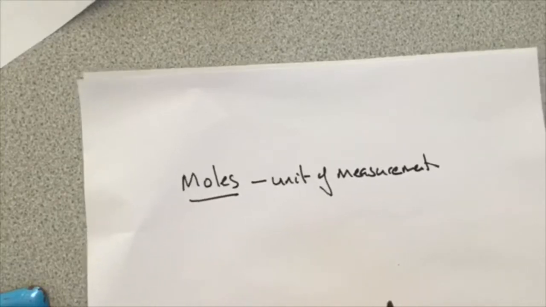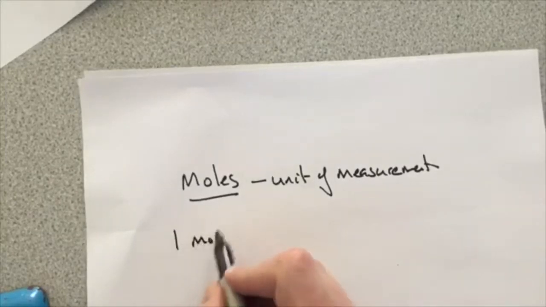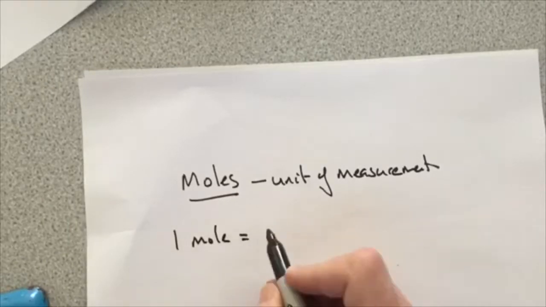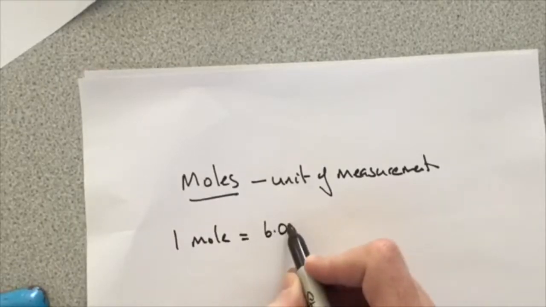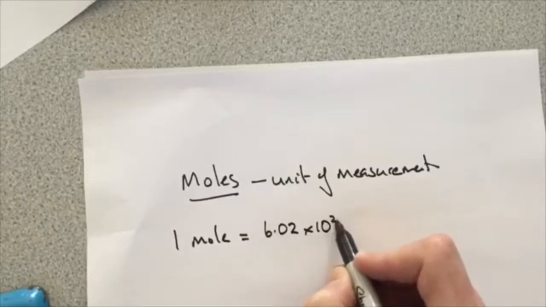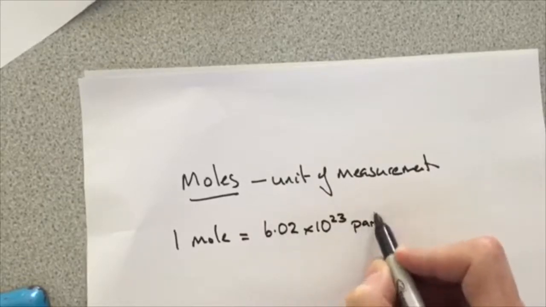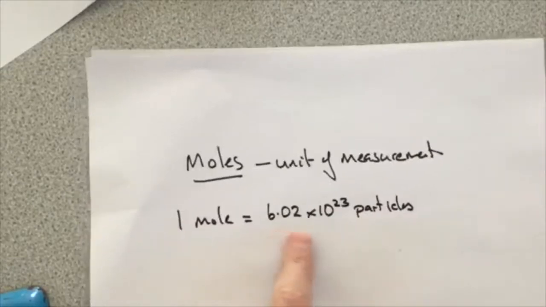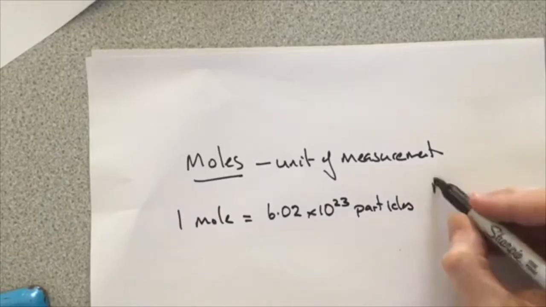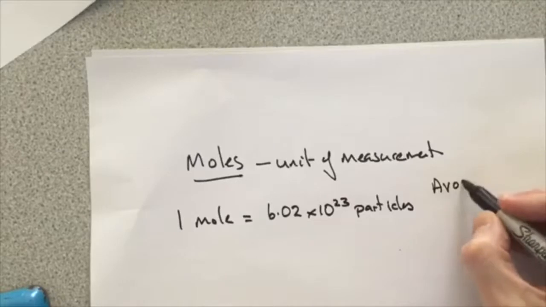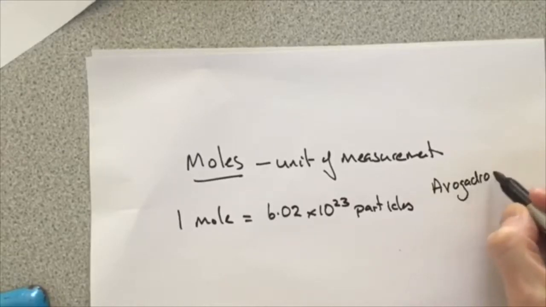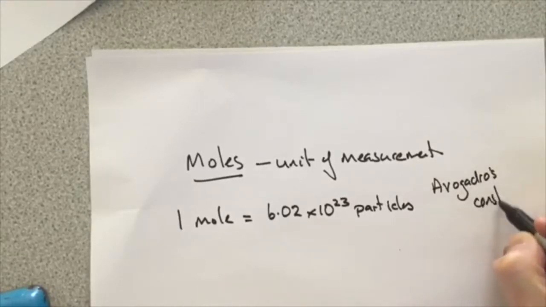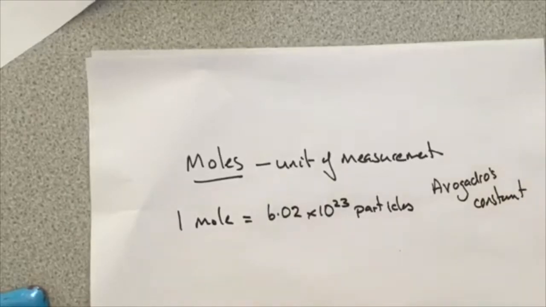The definition: if we have 1 mole, we say that we have got 1 mole of substance, it contains 6.02 times 10 to the 23 particles inside it. So 1 mole of a substance contains this many particles inside it. And this number, the 6.02, is referred to as Avogadro's constant.